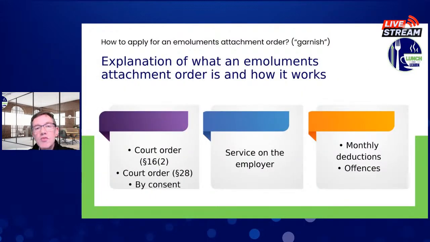So in basic terms, what is an emolument attachment order? An emolument attachment order is basically a court order, if you bring it back to maintenance, in terms of section 16.2 of the Act, or section 28. So that's a court order, or it could also be by consent. But the bottom line is that there should be a court order that was made.